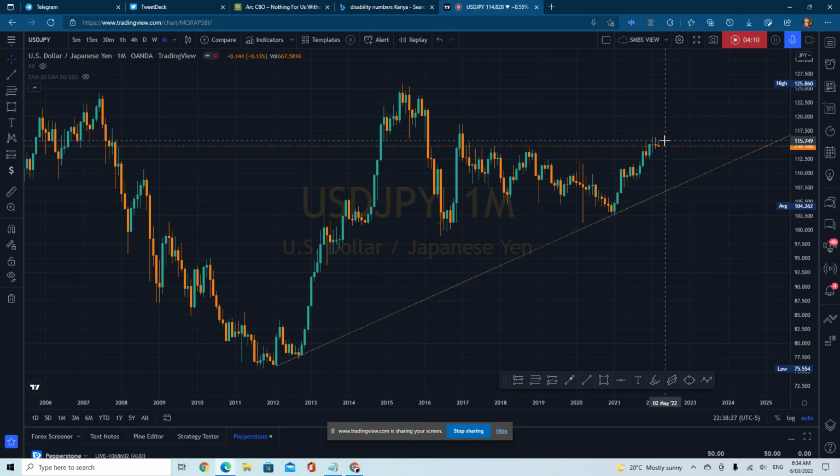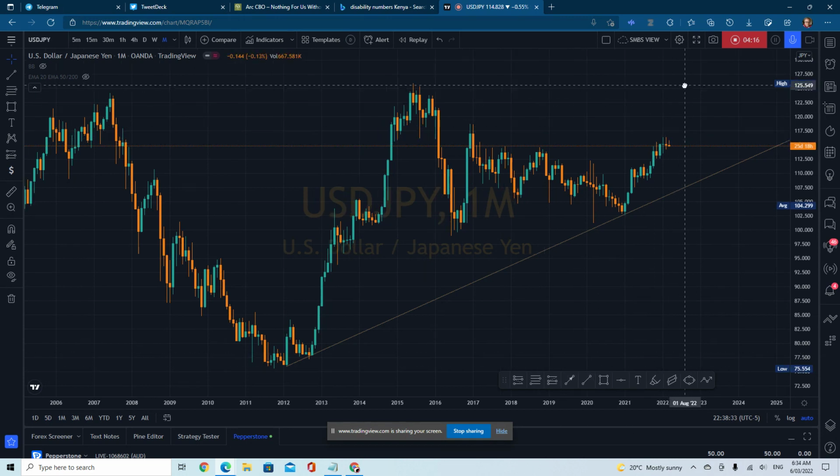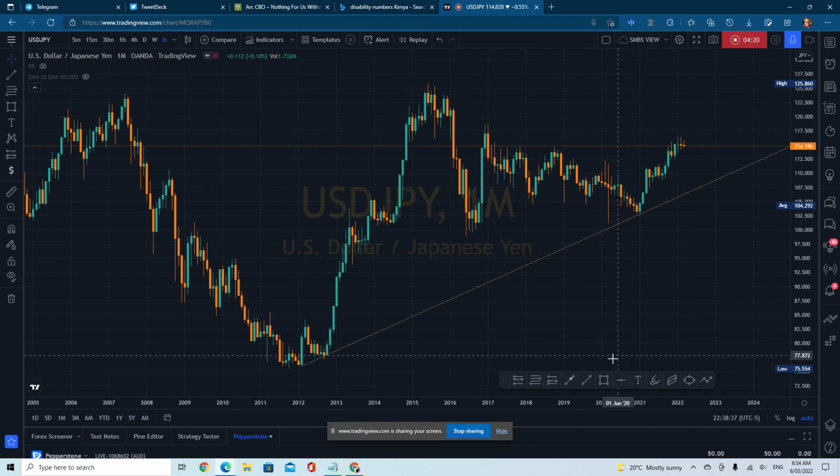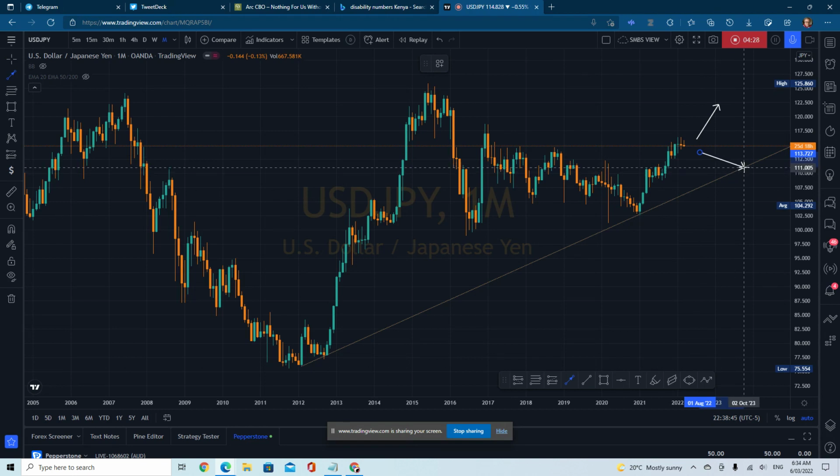From here we can see that price can go either way. It can decide to go upwards, or price can decide to come back all the way up to the trend line, because that's how it has been going.